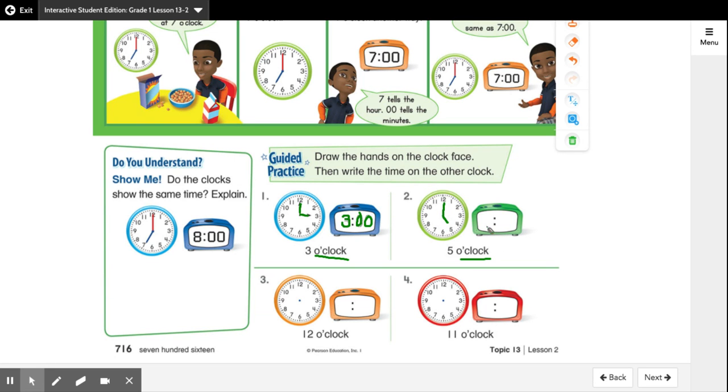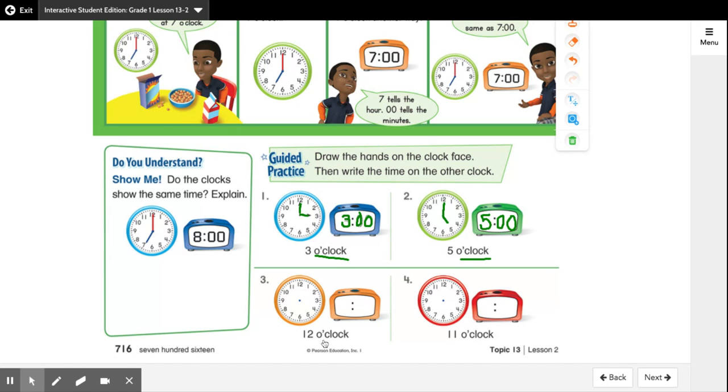All right, now we want to make the digital clock look the same as the analog clock. So what number would you put on this side? The hour, right? Which is 5. So you're going to put a 5 here. And what number would you put here to show the minutes? 00. Awesome job. All right. 00 means the same thing as the minute hand pointing to the 12.